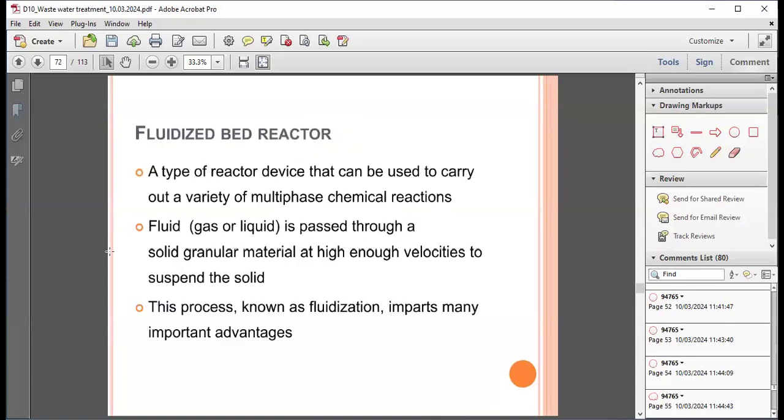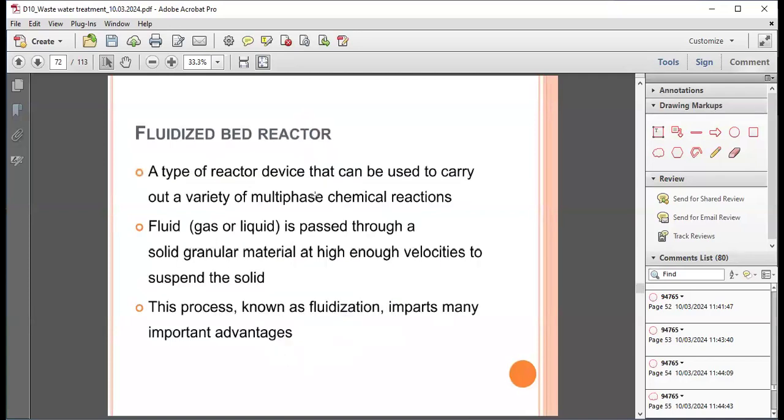Fluidized bed reactor, a type of reactor device that can be used to carry out a variety of multi-phase chemical reactions. Fluid, gas passes through solid granular material at high enough velocities to suspend that solid. This process, known as fluidization, imparts many important advantages.